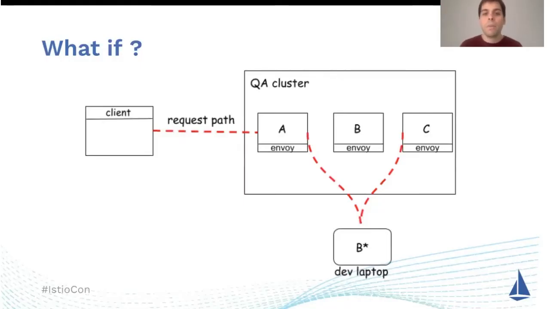In this diagram, we have a QA cluster with 3 services, A, B, and C. A request triggers a chain of calls that hits A, then normally should go to B and then C. What if for that particular request, I can change that chain of calls and make it hit B star on my laptop?